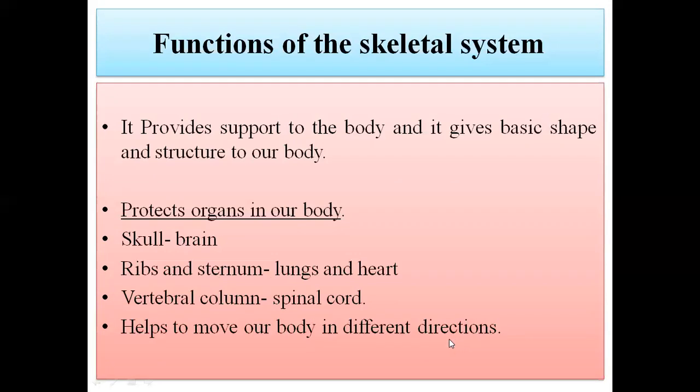So the skeletal system supports our body. It gives us basic shape and structure. The skull protects our brain. Our lungs and heart are protected by ribs and sternum. The vertebral column protects the spinal cord. And the skeletal system helps to move our body in different directions.